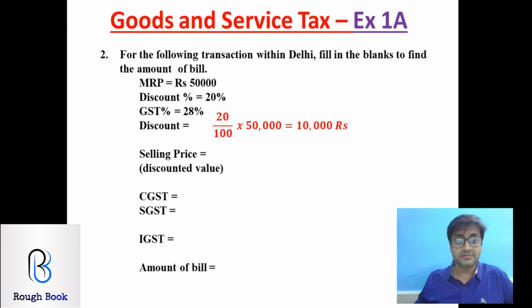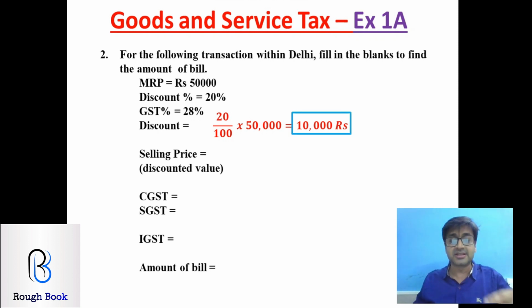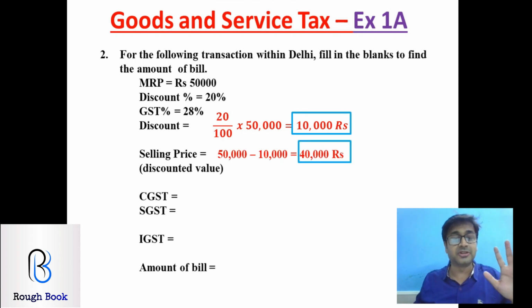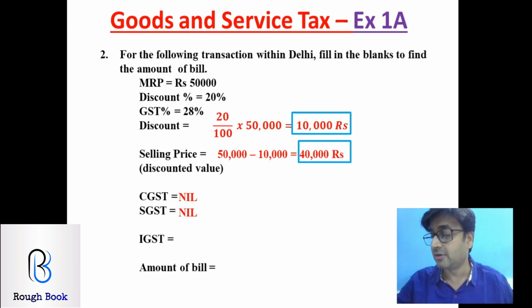Did you get the same answer? Super. So 10,000 discount. So mental math, 50 minus 10 is going to be 40,000. That's the selling price. Now 40,000 is the selling price on that 28% GST. CGST nil, SGST nil. What we are paying is only IGST. Come on, calculate 28% of 40,000. Even I am calculating, so even I am not cheating.